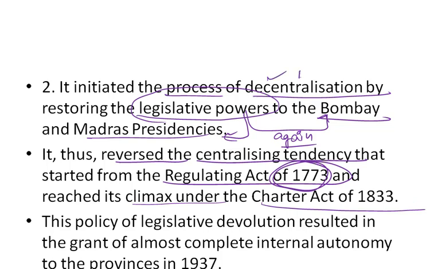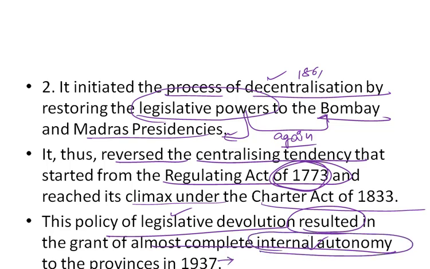And the policy of legislative devolution resulted in the grant of almost complete internal autonomy to the provinces in 1937. So what does it mean? Actual autonomy was given to the provinces to make laws related to their areas. There will be no interference from the Viceroy or the Central Legislative Council in the legislative process of provinces. So provinces were given complete internal autonomy.